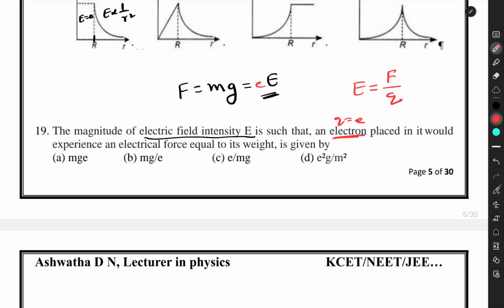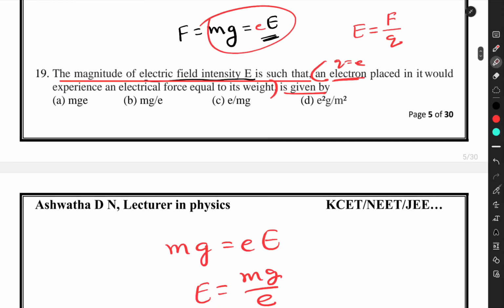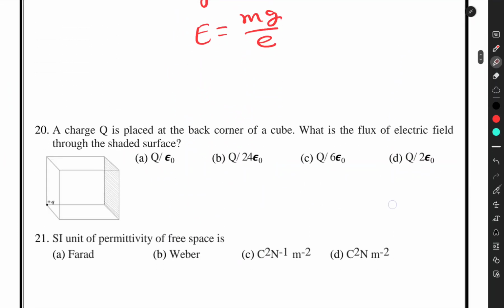Then what do you need to calculate? What is the electric field at that particular point? The magnitude of electric field E is such that the electron experiences a force given by, so here we have mg is equal to e into E. Let me solve this. mg is equal to e into E. They are asking us to calculate the electric field, so that is mg by e. So that's why option B is correct. Very simple question. Okay, next.